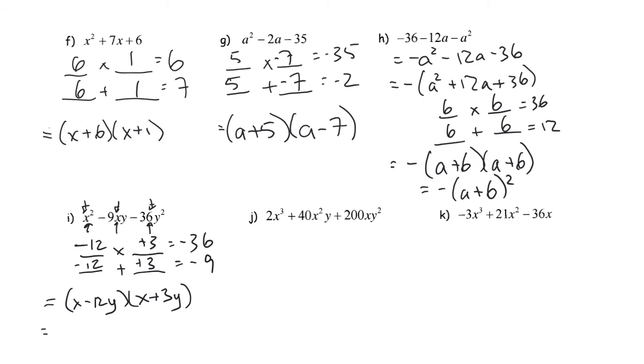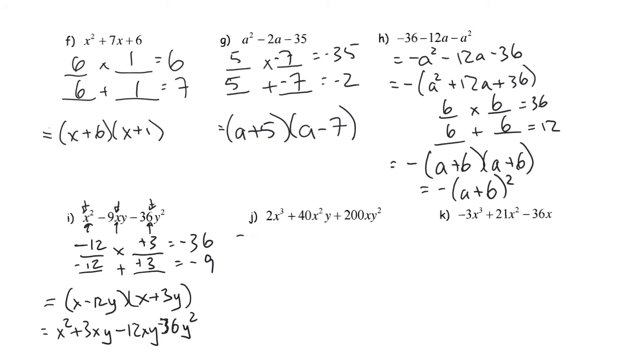So we're going to get x times x is x squared. x times 3y will be 3xy. Negative 12y times x will be negative 12xy. And then negative 12y times 3y is going to be negative 36y squared. And so when you expand that out, you add together the middle terms, and you do get that original expression there.